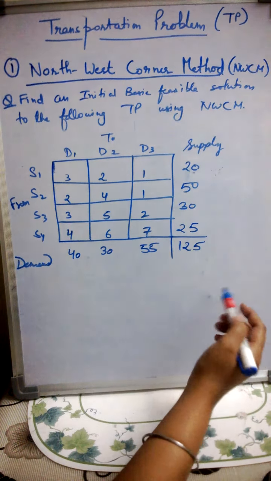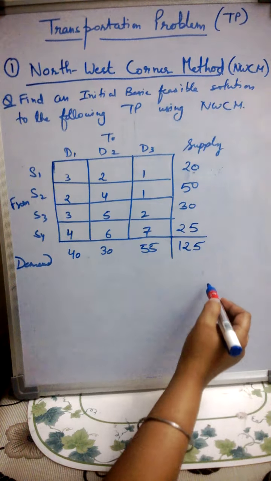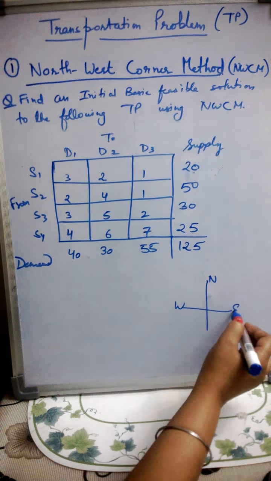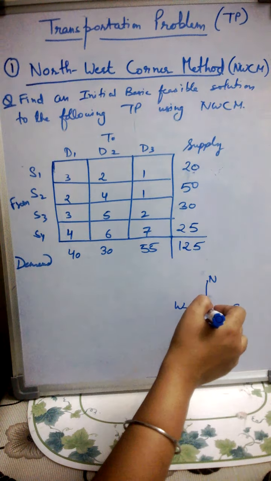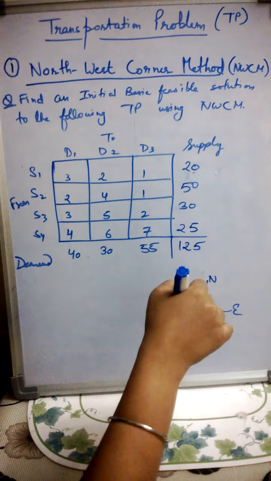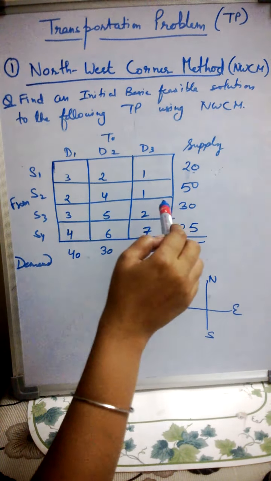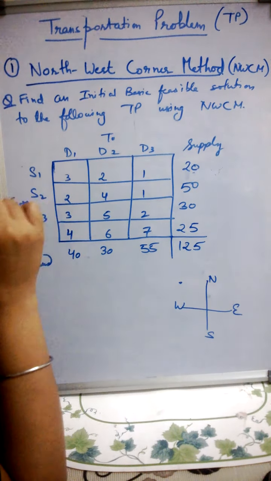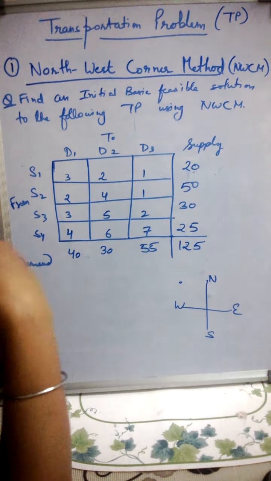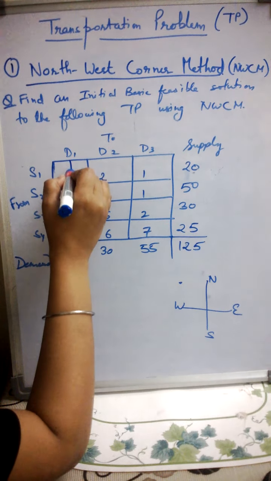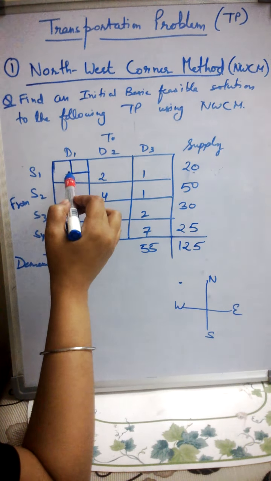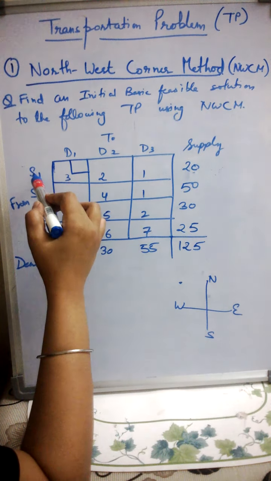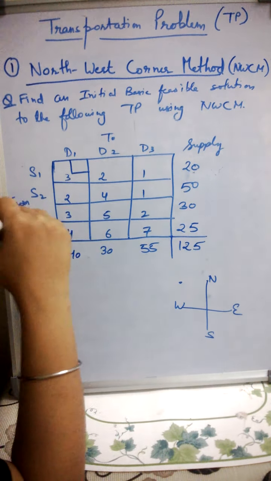Now, as the name of the method says, it is a northwest corner method, so we know that these are the directions. So the northwest direction is this. That is, in this table we'll start from the top left corner. So the northwest location is top left, so we'll start with the topmost left cell in this table, which is this particular cell. So we'll make this box here and we'll write down the number of units that should be transported from S1 to D1 here.